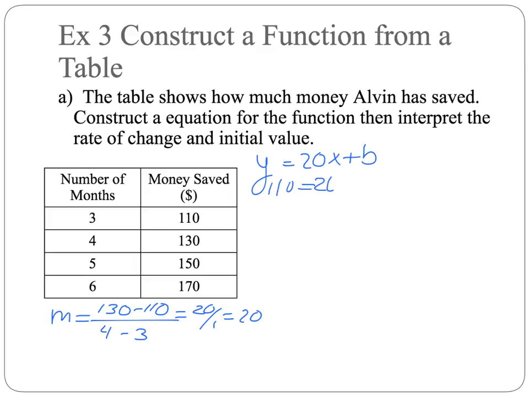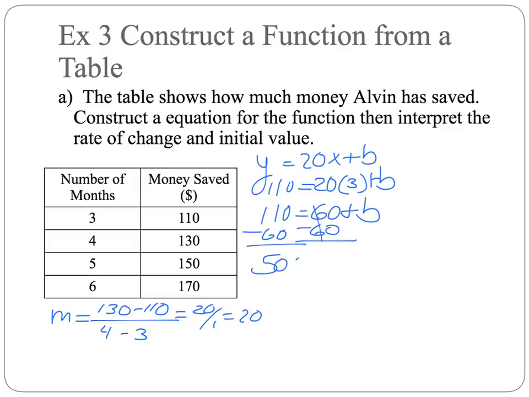110 equals 20 times 3 plus b. 110 equals 60 plus b. Subtract 60 from each side. And I get 50 equaling b. Final equation, y equals 20x plus 50.